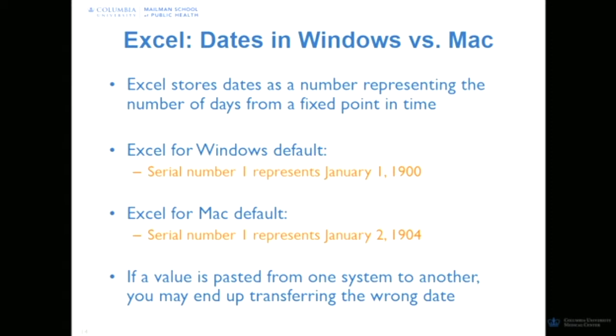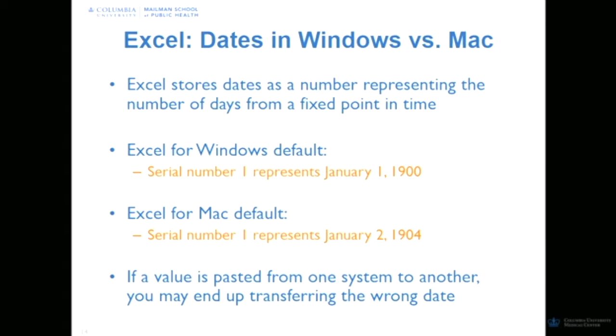So there's the dates issue. Like I just mentioned, Excel actually stores dates in the background as a number. It takes all dates and represents them as a number from a fixed point in time. So the serial number 1 in the Windows version by default represents January 1st of 1900. So if you wanted January 2nd, that's number 2. And then Excel just puts a format on it so you know what date is being referred to.